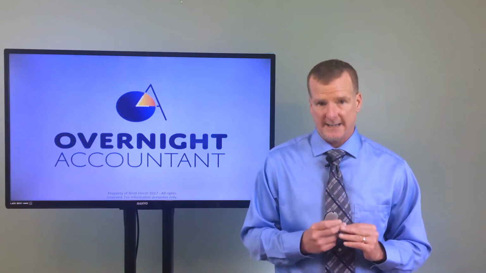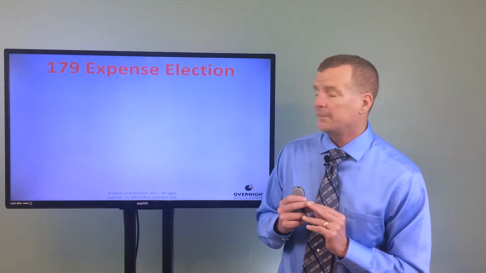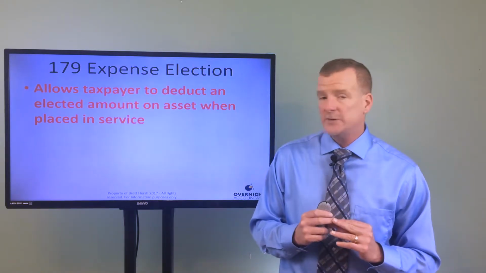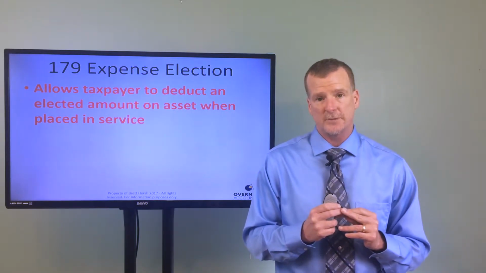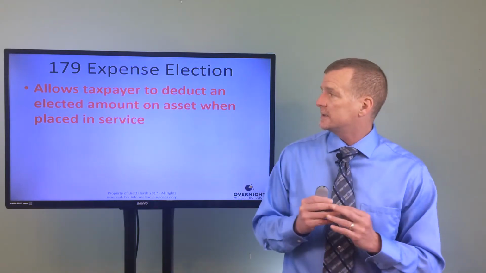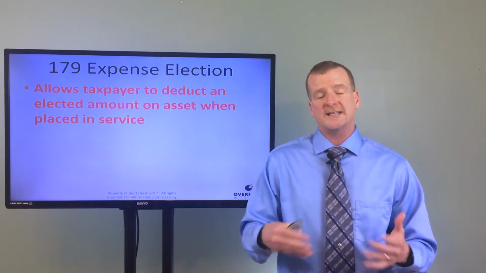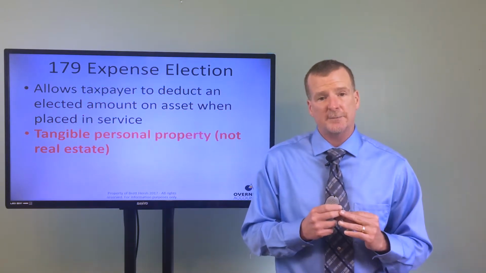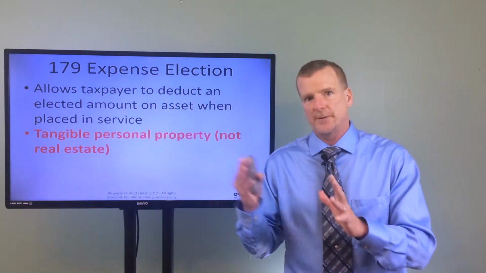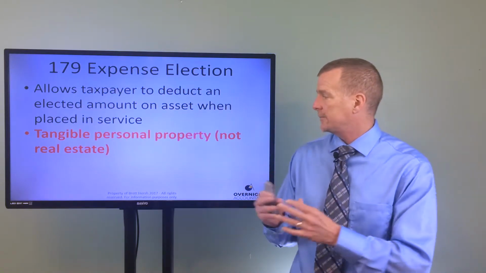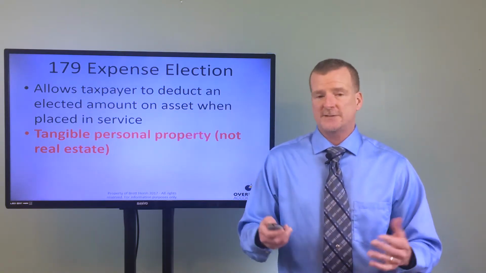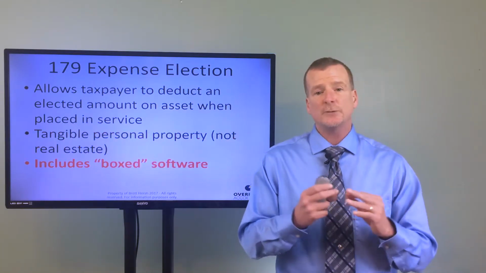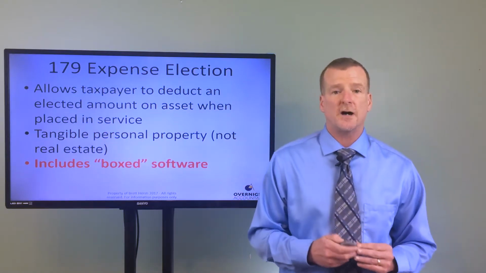So now let's go into what we mentioned earlier, the 179 expense election. Now this is an area where we do use this quite often for folks if it benefits them on their taxes. This allows taxpayers to deduct an elected amount on an asset when they place it in service. It's a very good deduction. It usually applies to tangible personal property only. Same with the bonus depreciation, by the way. It usually does not apply to real estate. So, you know, your home office, you're not going to be able to 179. But a lot of the tangible personal property you purchase can qualify, and that can even include boxed software.